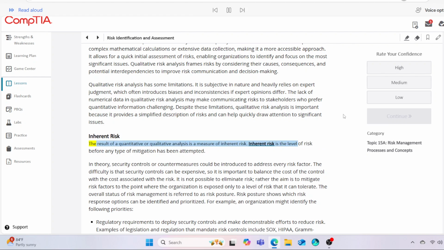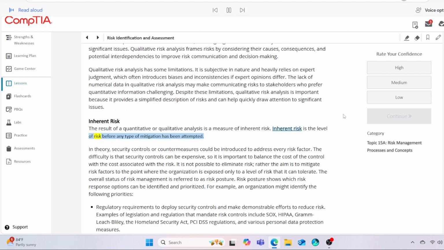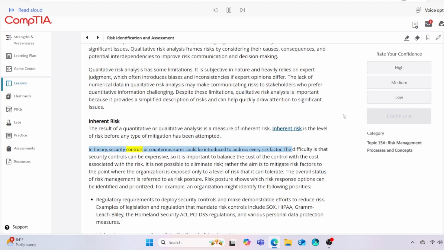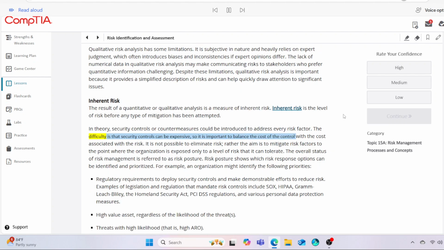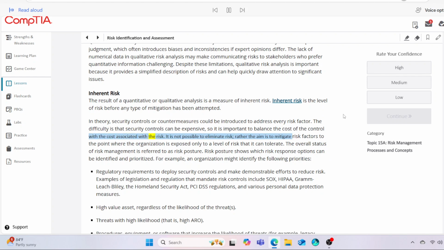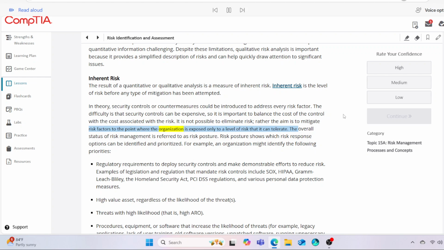Inherent risk. The result of a quantitative or qualitative analysis is a measure of inherent risk. Inherent risk is the level of risk before any type of mitigation has been attempted. In theory, security controls or countermeasures could be introduced to address every risk factor. The difficulty is that security controls can be expensive, so it is important to balance the cost of the control with the cost associated with the risk. It is not possible to eliminate risk. Rather, the aim is to mitigate risk factors to the point where the organization is exposed only to a level of risk that it can tolerate.